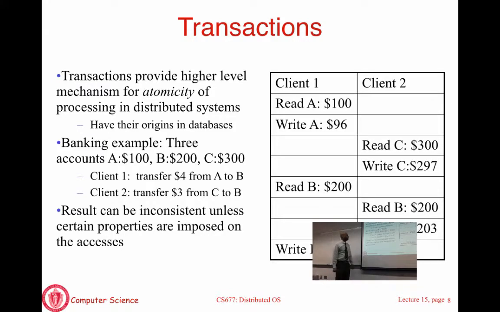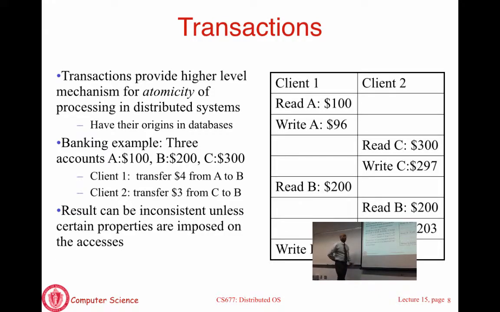I'm going to show you a scenario where things can go wrong. In this banking example, there is a bank database with 3 accounts, account A, account B, and account C. Their balances at the beginning are $100, $200, and $300. And you want to simply perform these 2 operations. You want to transfer $4 from A to B, and you want to transfer $3 from C to B. C is giving B $3 and A is giving B $4.